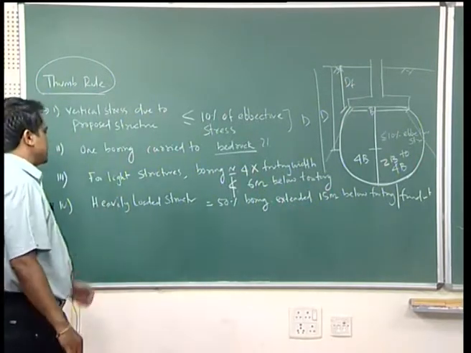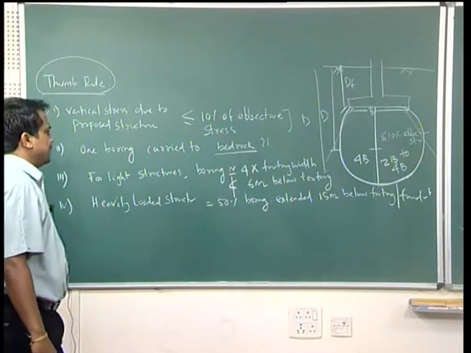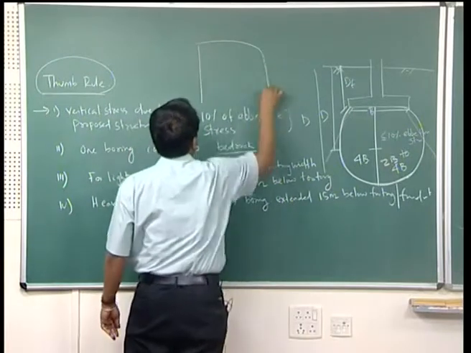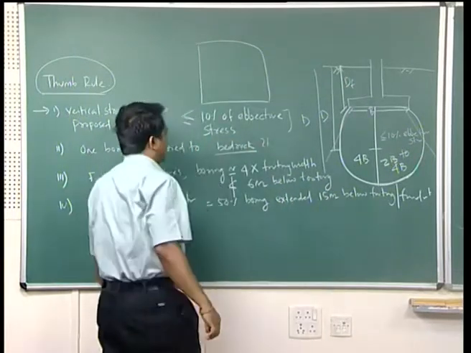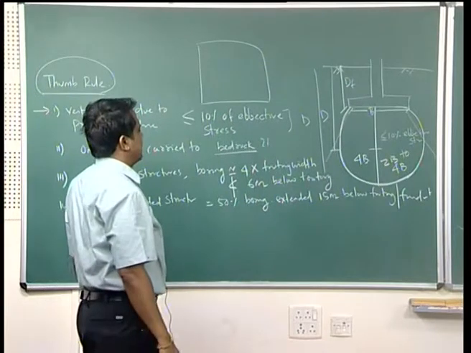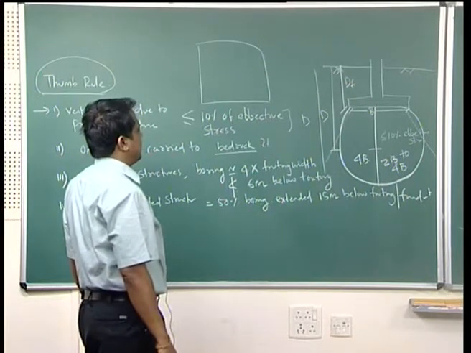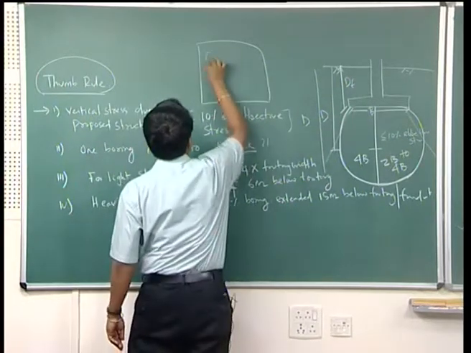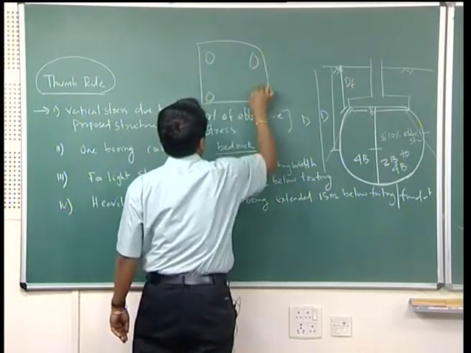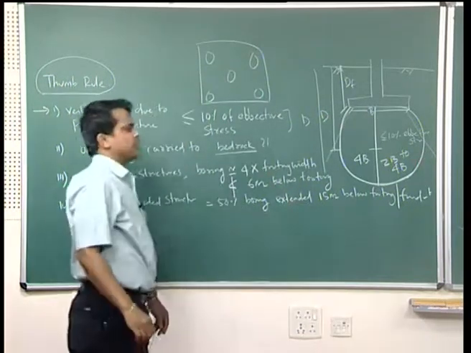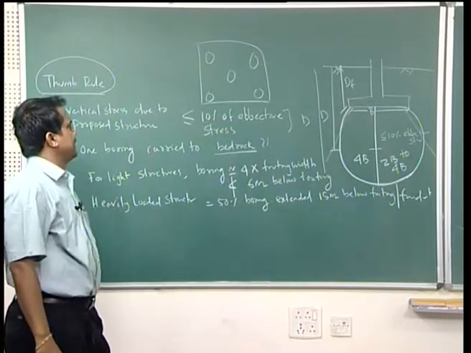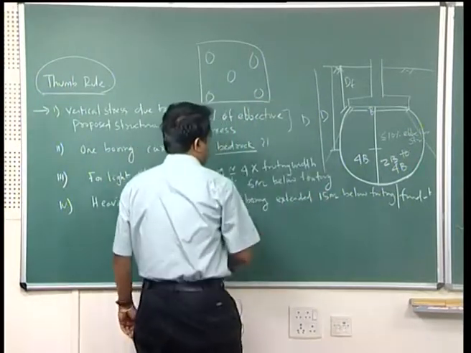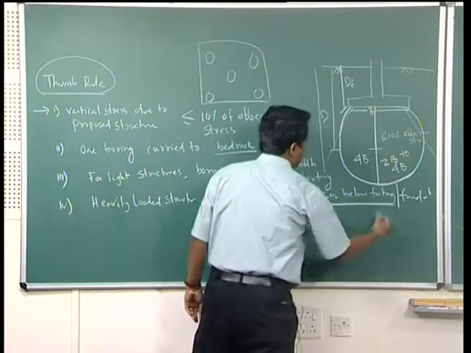For heavily loaded structures, that means multi-story buildings, 50% of boring should be extended 15 meter below the footing. Suppose it is decided that the number of boreholes to be carried out in a multi-story building is 5. Of these 5 boreholes, at least 2 should be extended up to a depth of 15 meter below the footing.